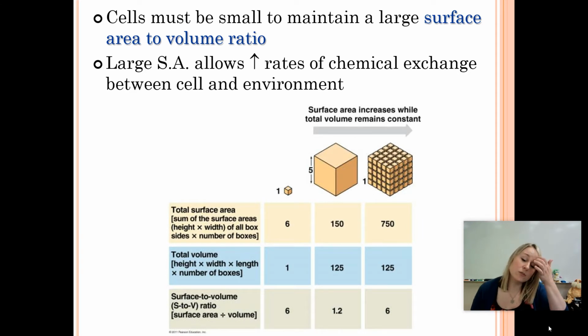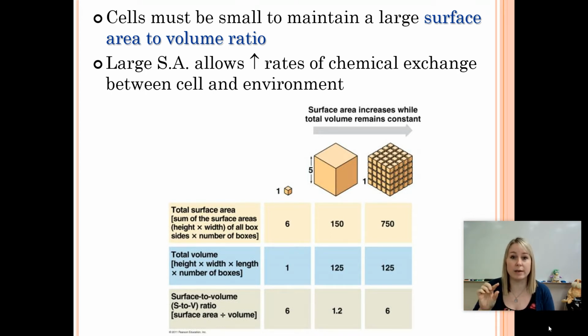Here's a picture from the textbook that actually is kind of complicated. It looks simple enough, but being able to use the diagram to explain why cells are small is a good skill to have. So what I want you to notice first about the diagram is you have this small little cube over there on the bottom left.